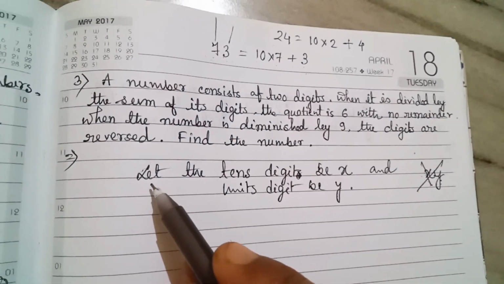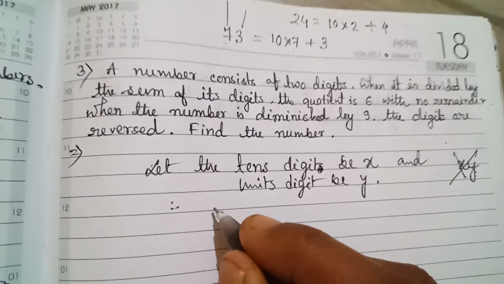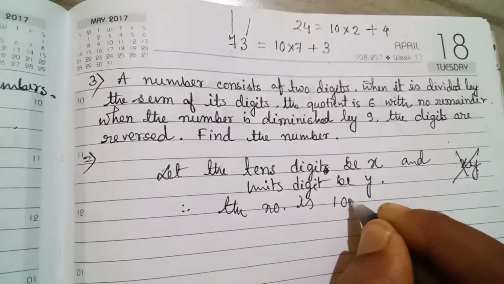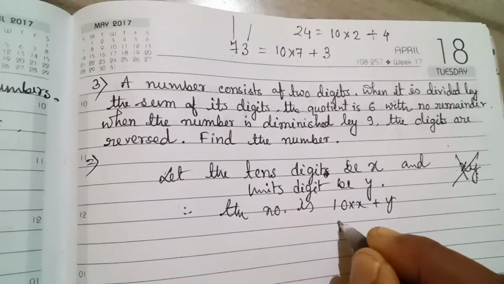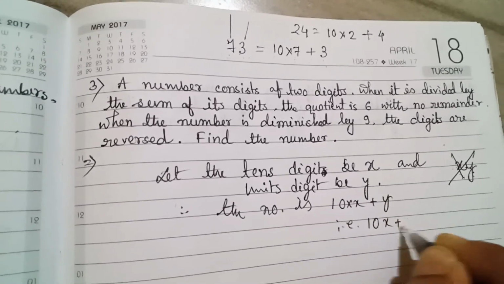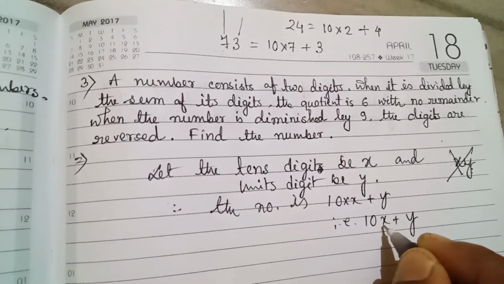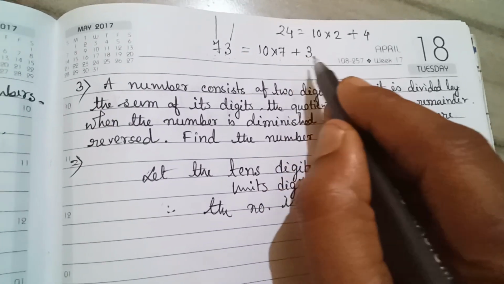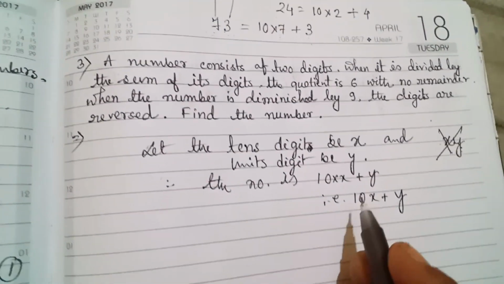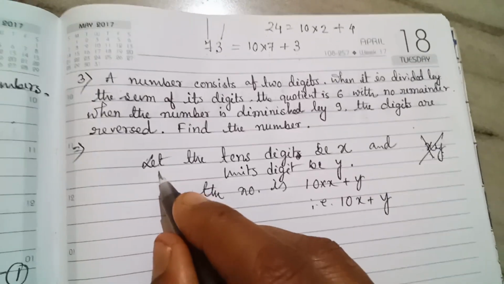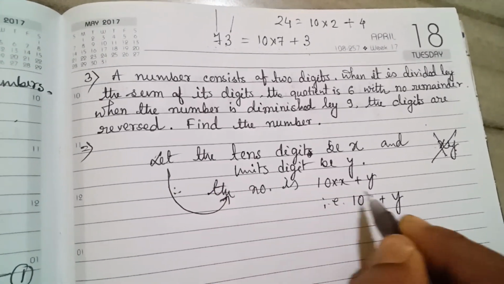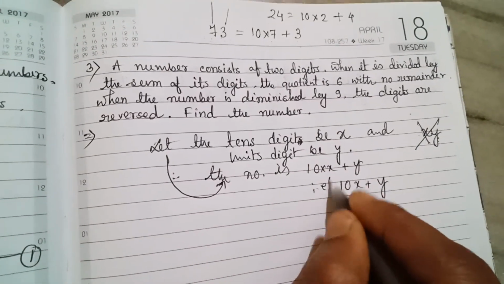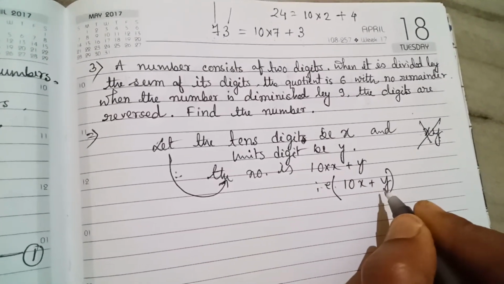So somebody can take this and write, therefore the number is 10 into x plus y, that is 10x plus y. 10 into tens digit plus units digit. Okay? Or somebody can directly take, let the number be 10x plus y. Same thing, it doesn't matter. So we have got the number, this one we have to take.